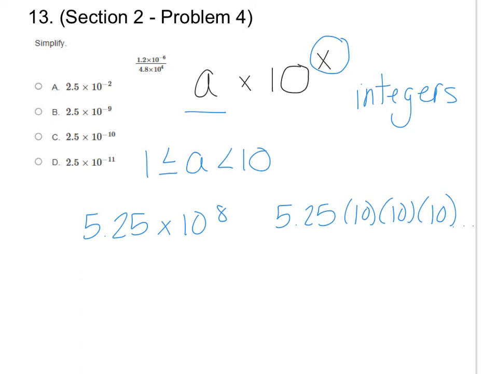Or if you had a negative exponent, let's say 2 and 4 tenths times 10 to the negative 3rd power, what that means is you're taking the number 2 and 4 tenths, and this negative 3 actually means that you're dividing it by 10 3 times. So you'd be dividing by 10 once, dividing by 10 again, and dividing by 10 again.